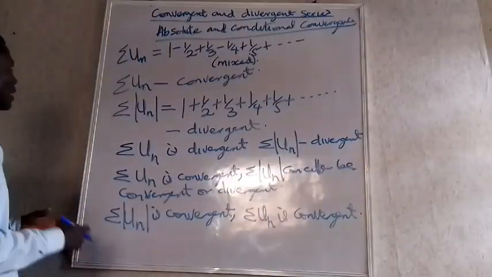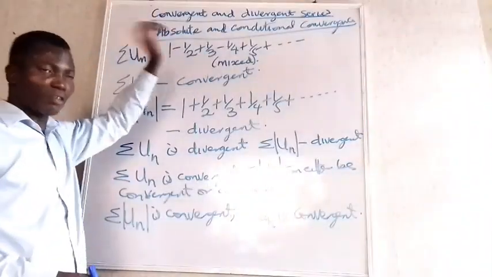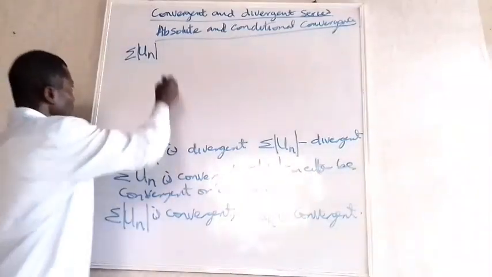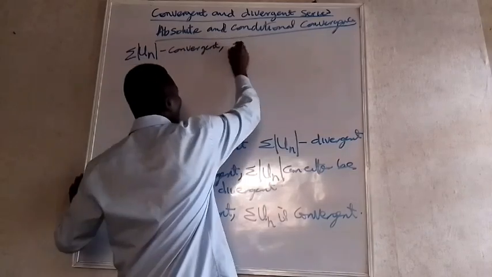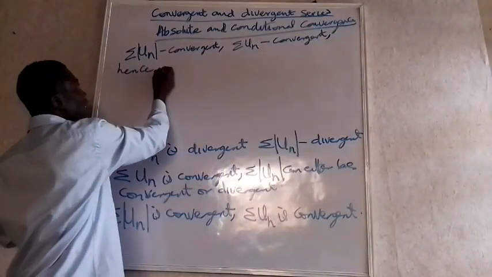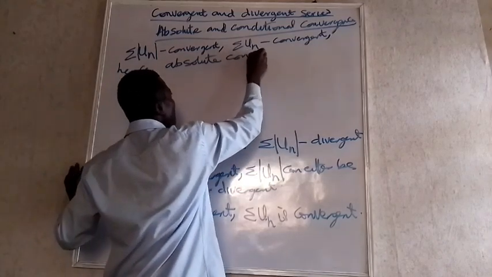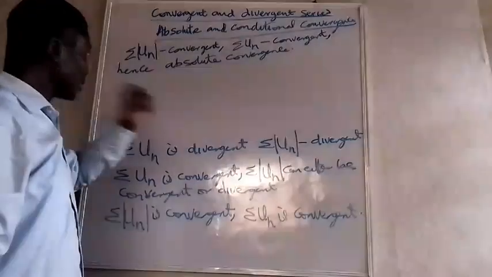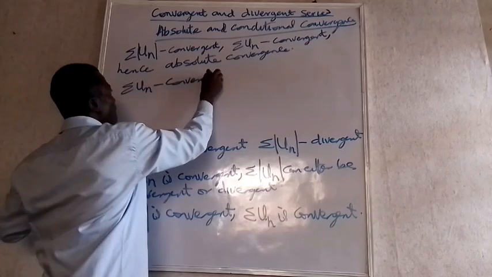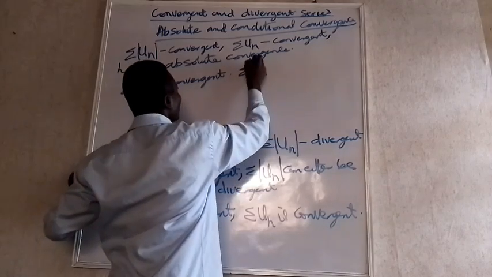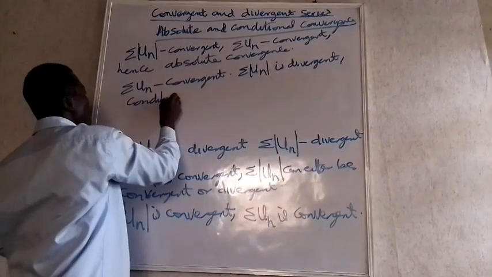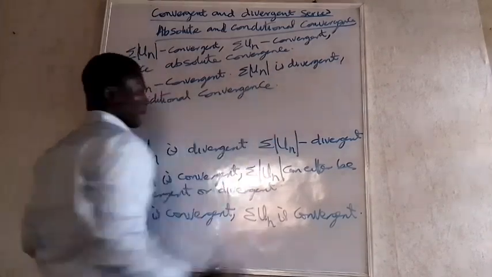Now, looking at the situation, we are trying to differentiate between when it is absolutely convergent and conditionally convergent. So, if we have convergence, we said that it's convergent. Hence, we have it as absolute convergence. It is absolute. But we said that if this one is convergent, this one can either be divergent or convergent. So the condition is that if we have this one as convergent, and this one is divergent, this one will be referred to as conditional convergence. Conditional convergence.